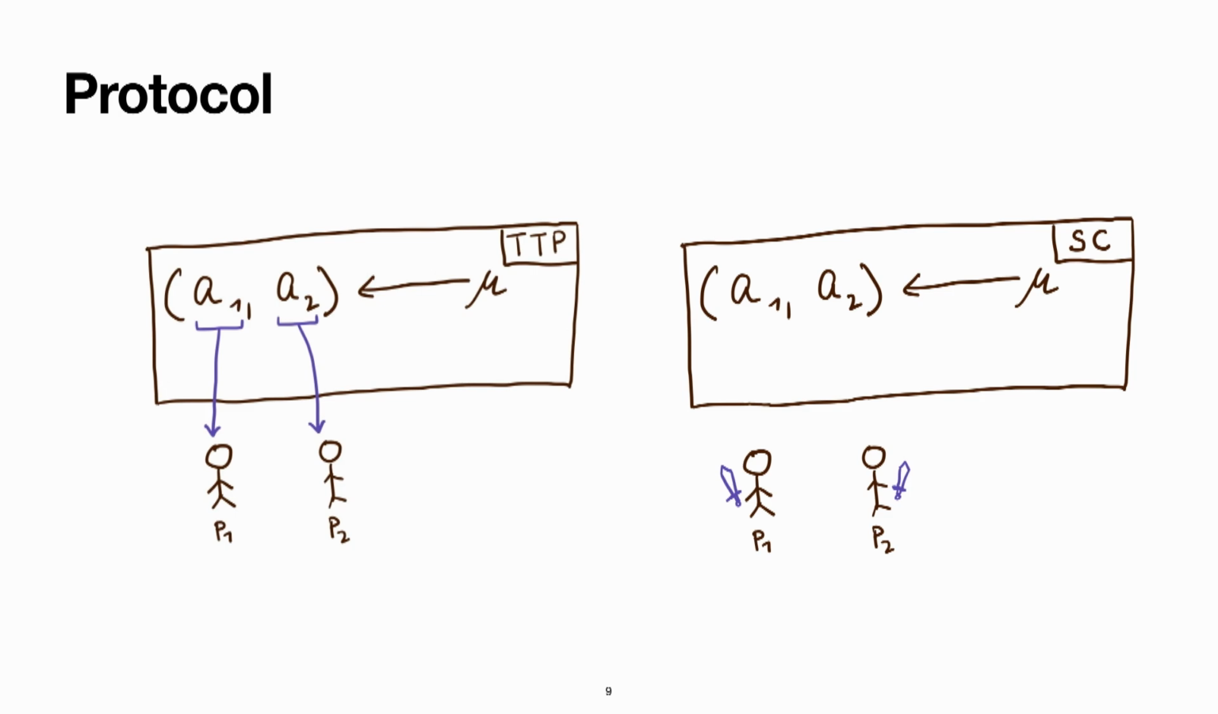So the setting is as follows. On the left, we have the typical setting. Here we are on the right with the smart contract that samples these actions randomly and also discloses them publicly. So everybody knows the action of the other.